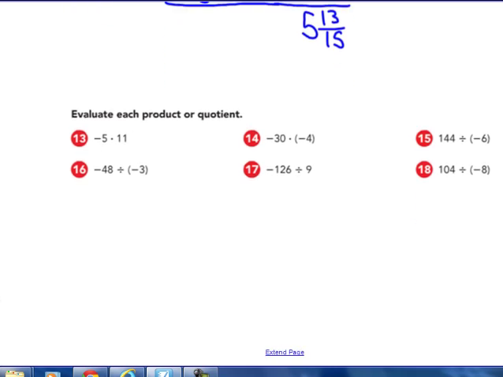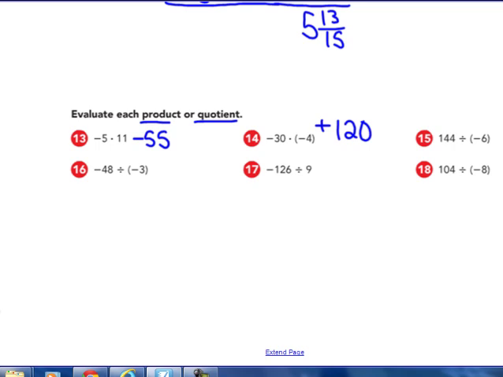Number 13. Now we've got multiplication, product or quotient, multiplying and dividing. -5 times 11. When I have one negative in my product, my answer is going to be negative. So that's -55. Number 14. 2 negatives in my product is going to give me a positive answer. 30 times 4. 3 times 4 is 12. Bring along that 0. So positive 120.